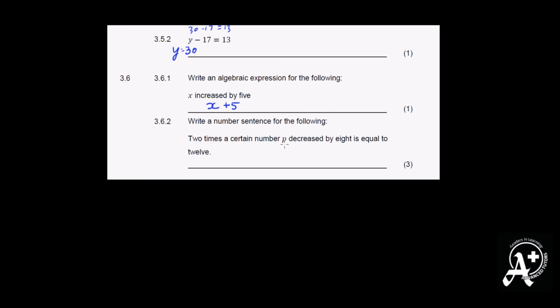2 times a certain number p decreased by 8 is equal to 12. So let's just start at the beginning. 2 times a certain number, so 2 times a certain number p, decreased by 8, so we know we're going to minus or subtract 8, is equal to 12.